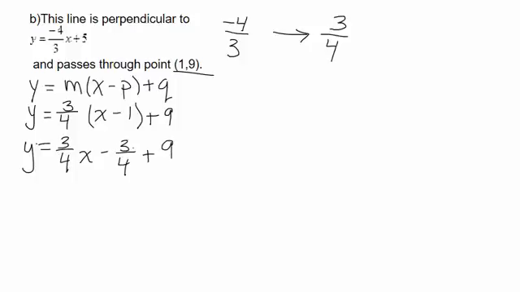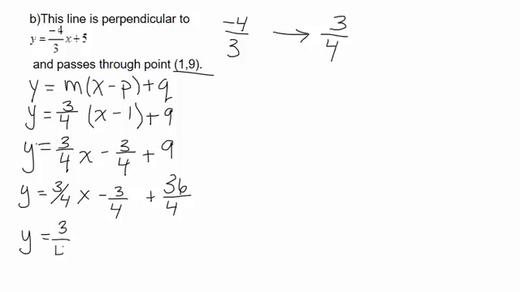And finally, to combine these two, they both need to be fractions out of 4. And one last simplifying step. And that is the line in slope y-intercept form.